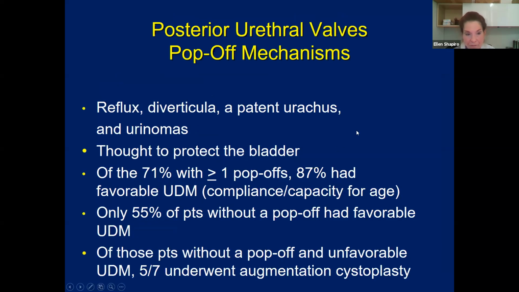So let's talk a little bit about pop-off valves. Reflux is considered one, a diverticula, large diverticula, a patent urachus, and urinomas. We don't see many patent urachuses with valves, primarily prune belly, but occasionally with valves. These are thought to protect the bladder. So when a study was done many, many years ago, they found 71% with one or more pop-offs, 87% had favorable urodynamics. Only 55% of the patients without a pop-off had favorable urodynamics. And of those patients without a pop-off and unfavorable urodynamics, 5 of 7 underwent augmentation cystoplasty. It's certainly my bias to know that when I see a pop-off, those patients usually have a better looking bladder, but certainly not always.